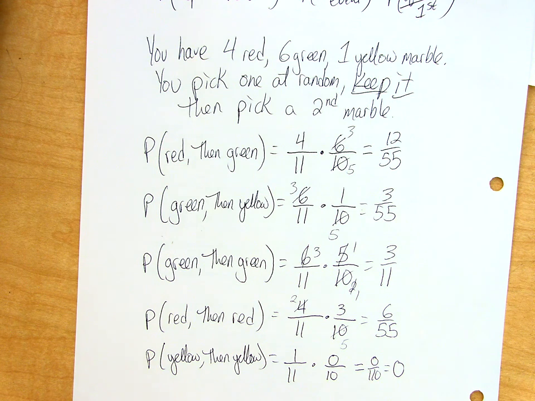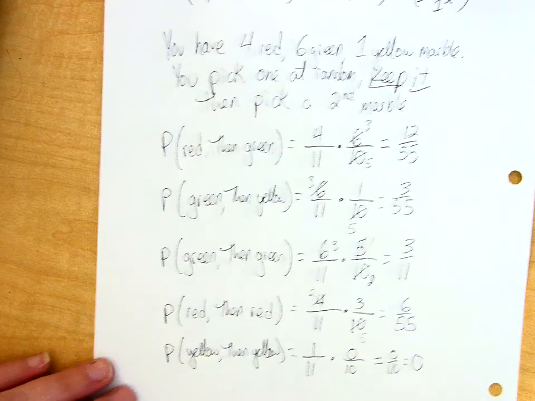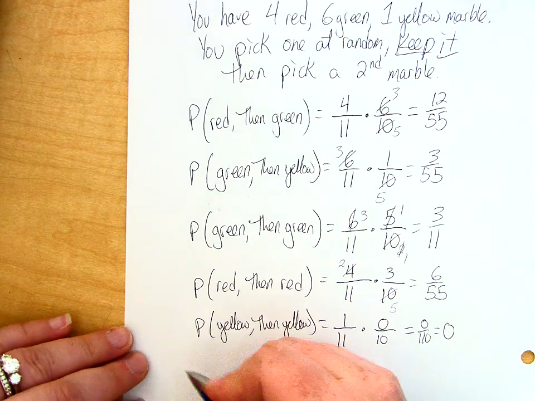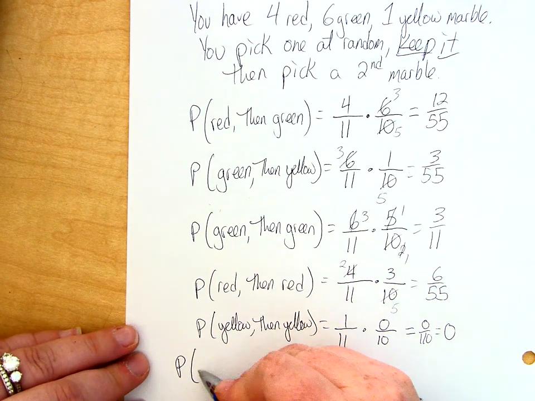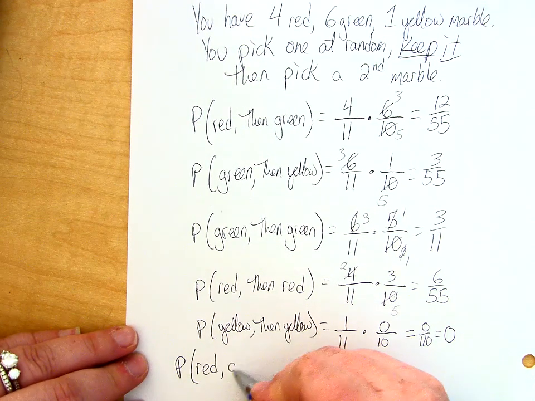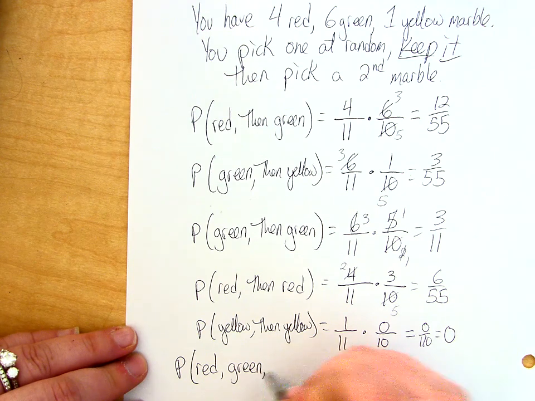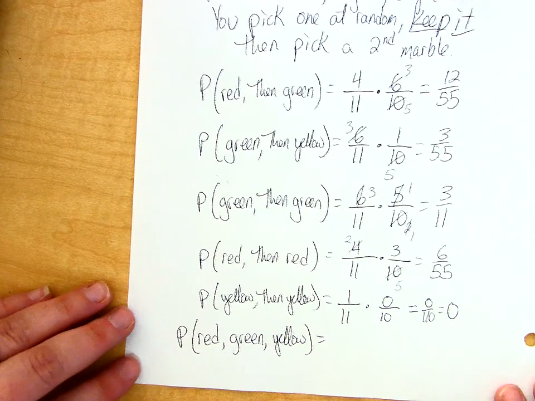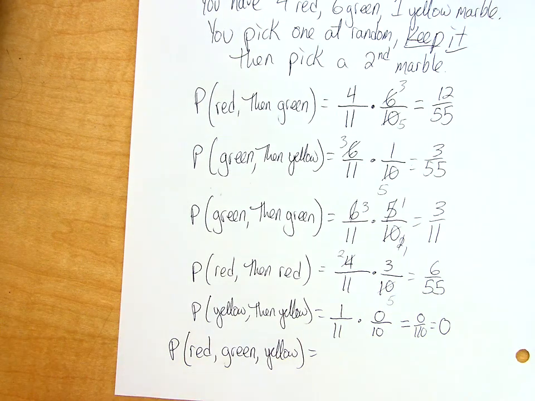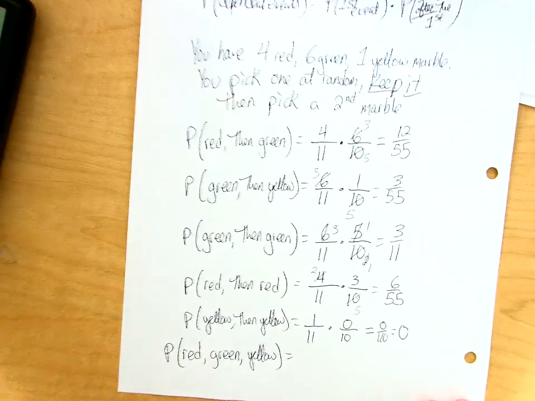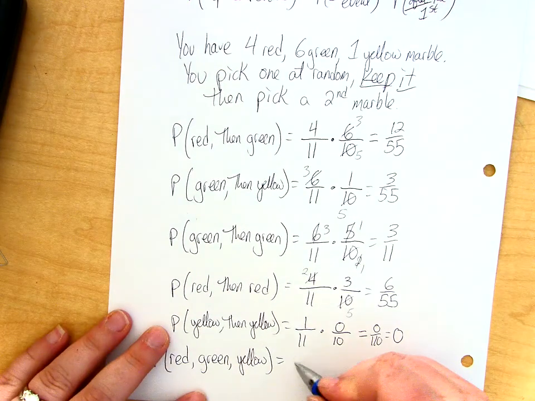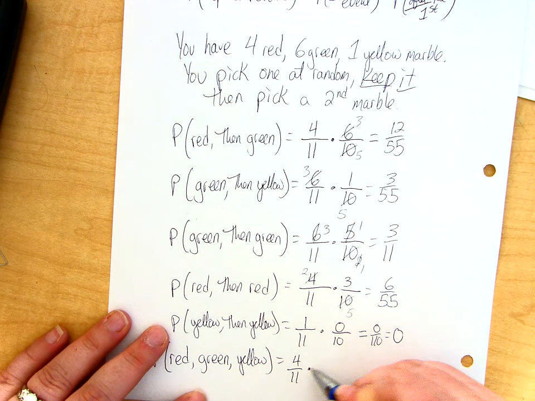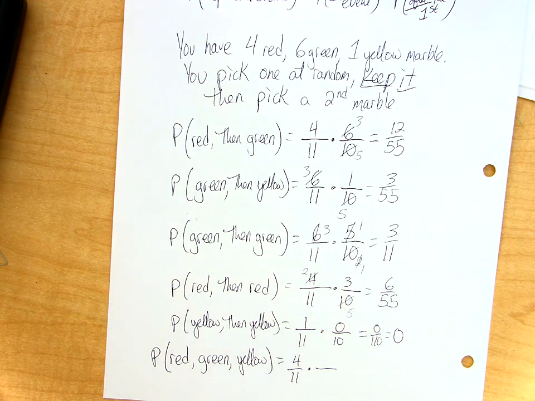Okay, good. Let's just put 3 things in. Let's say I want to pick a red, then a green, and then a yellow. So we're going to pick 3 things. We are not putting them back. I just do the same thing, but now there's 3 of them. So what's the probability I'm going to pick a red? 4 out of 11, right? Wait, you're putting them back? No, I'm not putting them back. I'm keeping them.